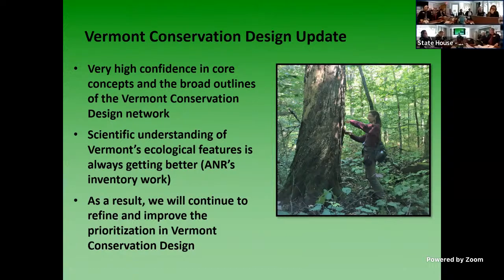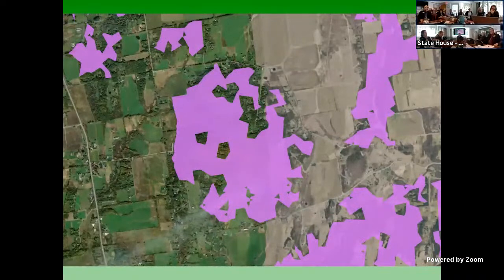I've highlighted A&R's inventory work, everything from mapping natural communities to lake and pond assessments. The whole gamut of work can feed into this, but we're going to continue to refine and improve the prioritization. Right now, the design uses habitat blocks that look like this.